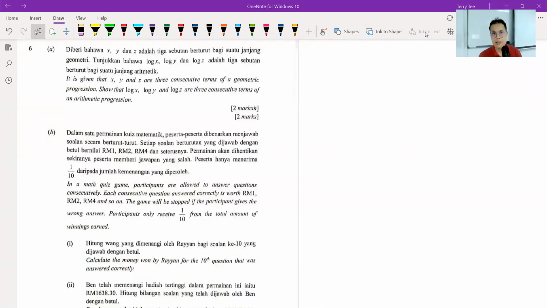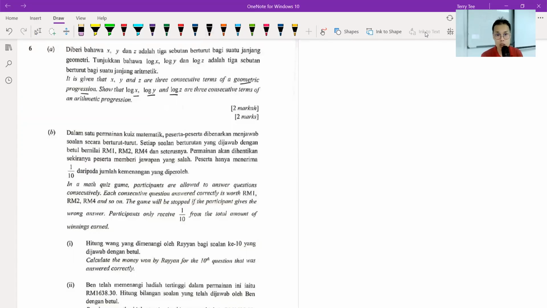Okay, next one, question number 6. This is an interesting question, but it's not difficult. You're given that x, y, z are the 3 consecutive terms of a geometric progression. You're supposed to show that log x, log y, log z are in arithmetic progression. Not log 10, just log. When you write log here, it can be any base. Normally, if you write LG, it means log base 10. So here they didn't put the base, but it's okay. We can treat it as LG, or log base 10.